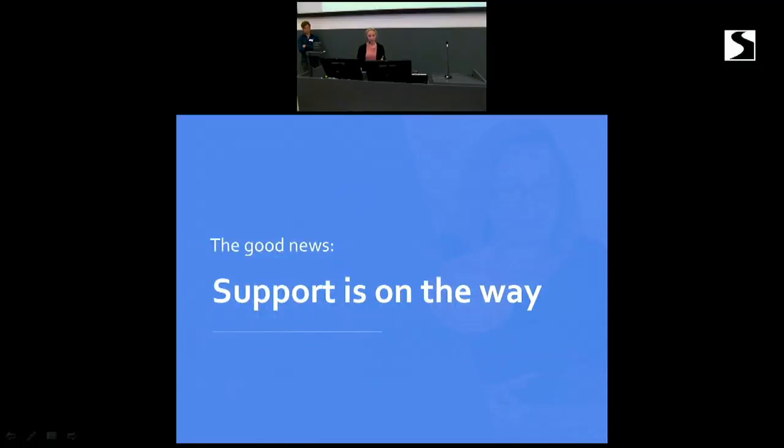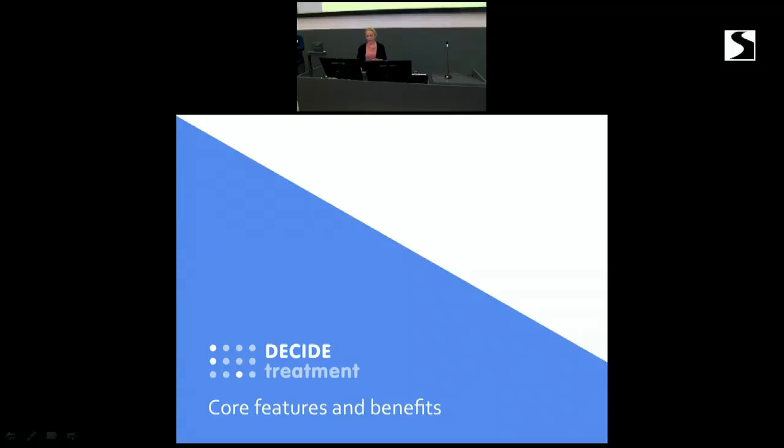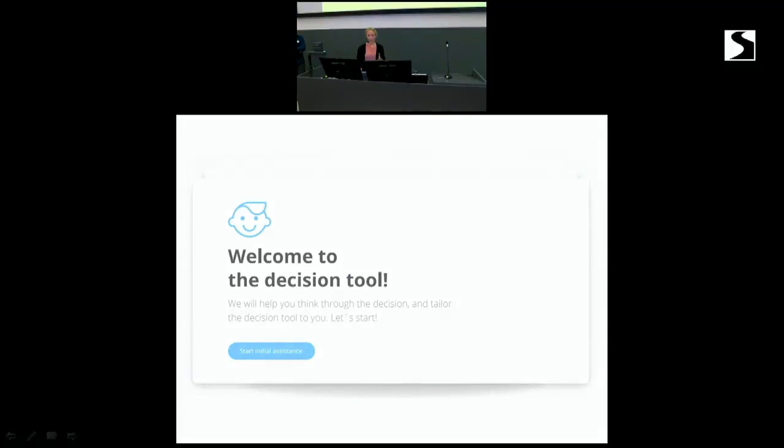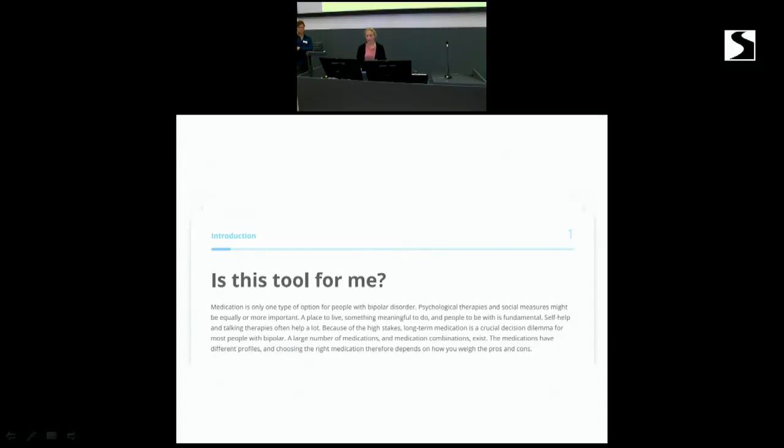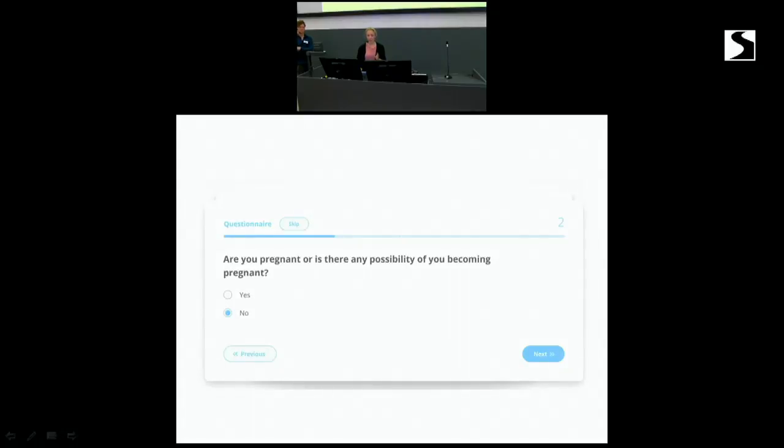But support is on its way, and it's the decision tool we have developed now. It's not released yet, but hopefully in the fall we're going to release the system in Helse Sør-Øst and nationally also. So first the patient goes through a questionnaire to specialize the decision aid for this one patient who's going through it. He can read about the disorder and the decision. He has a questionnaire where he's asked a few questions to make it more fit for this one person going through the system.